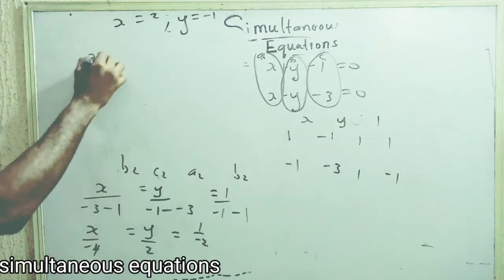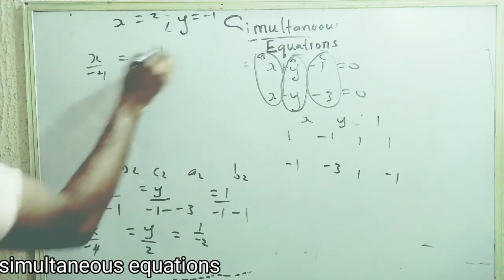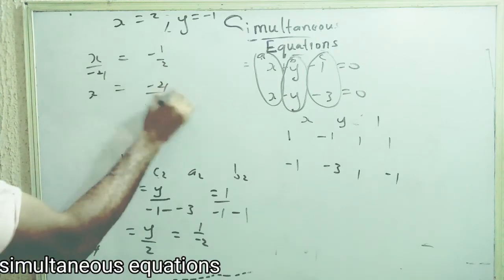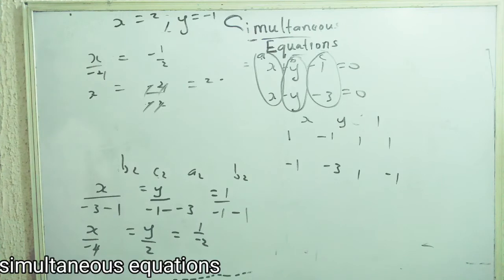Then, to get the value of x, equate this to the last term. I'm going to have x over minus 4 is equal to what? Minus 1 over 2. Then cross multiply. X equals to what? Minus 4 over what? Minus 2. This cancels. I have what? X is 2.